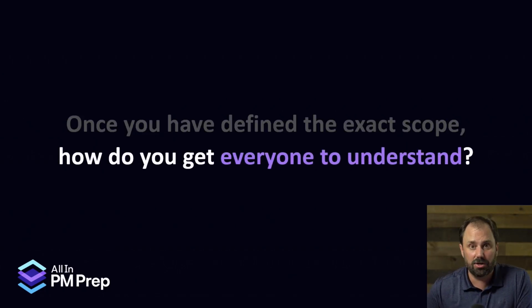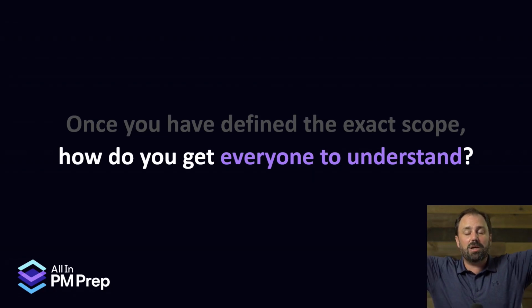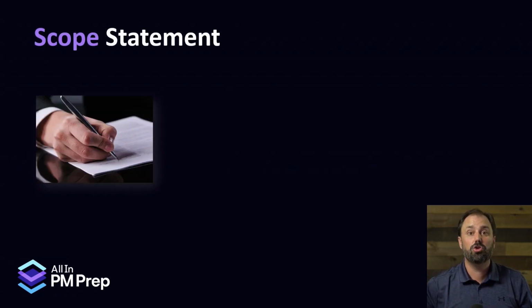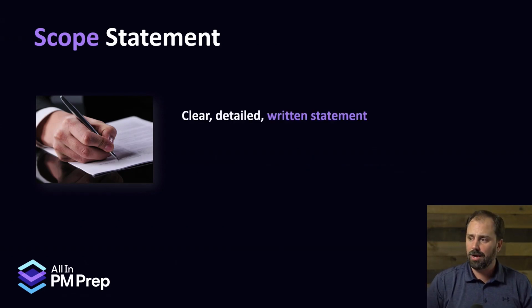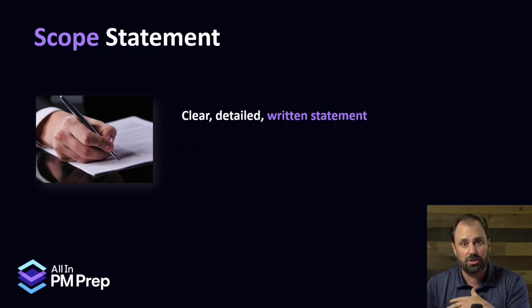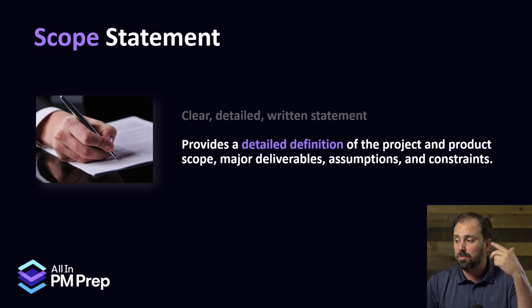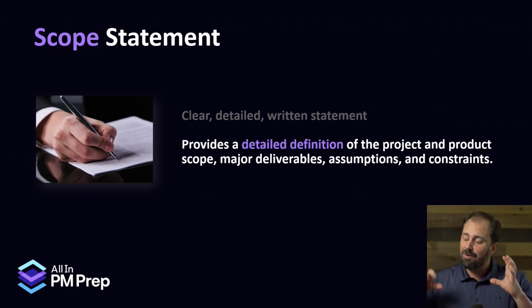So regardless of how you get there, once you've defined this is what we are doing, we got to get everybody to understand this is what we're doing. So how do we do that? How would you take that big long list and then shimmy it down and say, hey, y'all, this is what we're actually going to deliver and why? Okay? So the document that you will create is called the scope statement. See the dude writing it out, right? It's clear. It's detailed. It's a written statement. It could be a couple paragraphs or a couple pages, right? It provides a detailed description of the project and the product scope, the major deliverables, the assumptions, constraints. It frames up to say, hey, basically it's saying this.